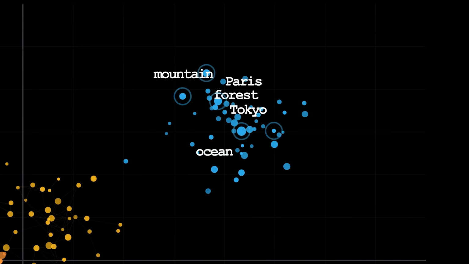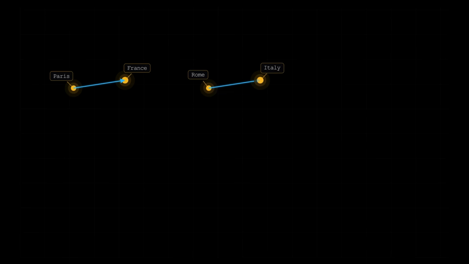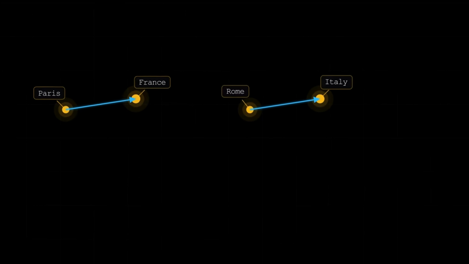The model was never told that Paris is the capital of France. It has no encyclopedia, no geography textbook, no explicit rule, and yet if you draw an arrow from Paris to France and then draw an arrow from Rome to Italy, those 2 arrows are basically identical.